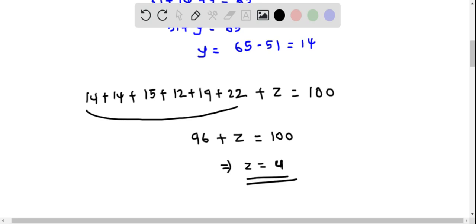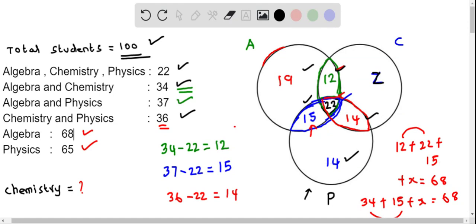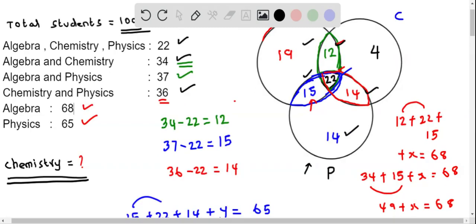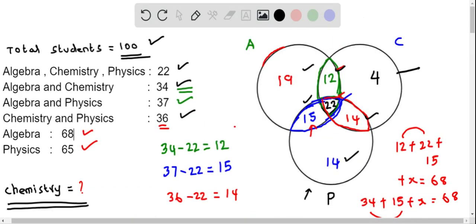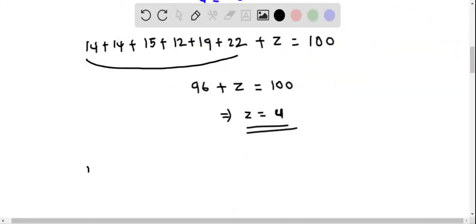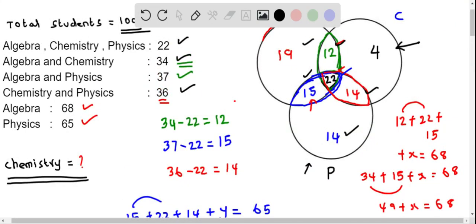So we found z, which represents the number of students who have taken only chemistry. So I'm going to put 4 over here. But we have to determine the number of students who have taken chemistry. It's not just only chemistry. We have to determine all the students who have taken chemistry. And this means we have to add up all the numbers inside the chemistry circle. So the numbers inside the chemistry circle are 12 plus 4, and then 22 and 14.